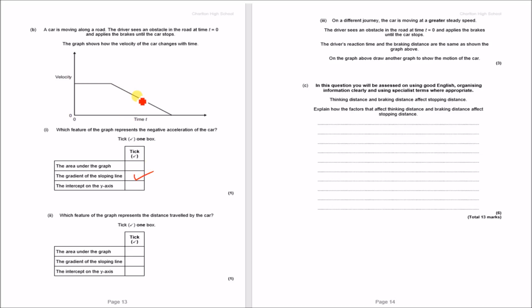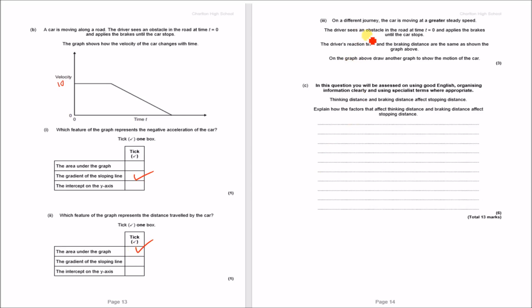So this gradient here represents the negative acceleration, the slowing down, because they've gone from a velocity here, let's make this velocity up and say it's 10, to a velocity here which is 0. So they've gone from 10 to 0, they've slowed down. Which feature of the graph represents the distance travelled by the car? That is the area. So if you were to calculate the area, that would be the distance travelled. Okay, so that is the area under the graph.